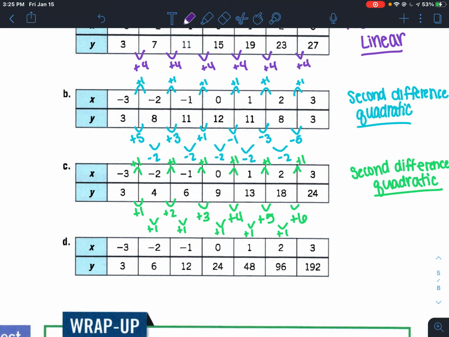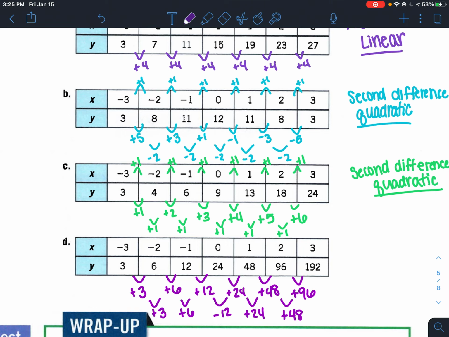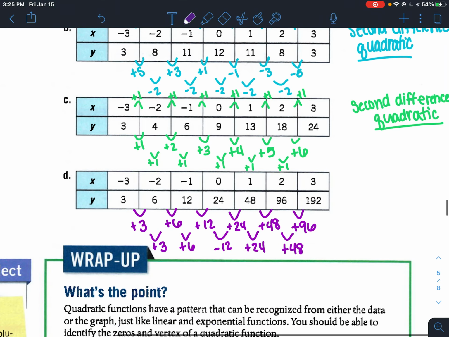Okay, and then the last one, and then we are done with this cycle and it'll be time for a summative. Yay! So this one, again, x values, plus 1, plus 1, plus 1, plus 1. I'm not going to write that down again. Y values: plus 2, plus 6, plus 12, plus 24, plus 48, plus 60, 96. That's not working. Let's do the second difference. Plus 3, plus 6, plus 12, plus 24, plus 48. That's not working. Definitely still not working.